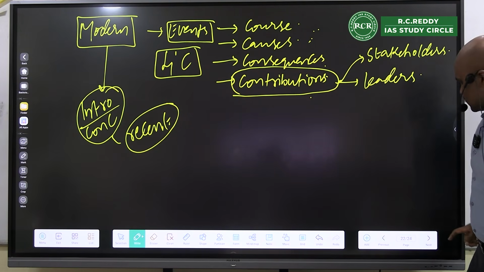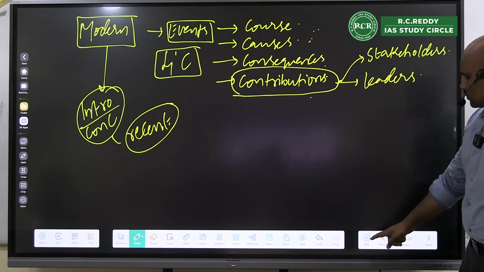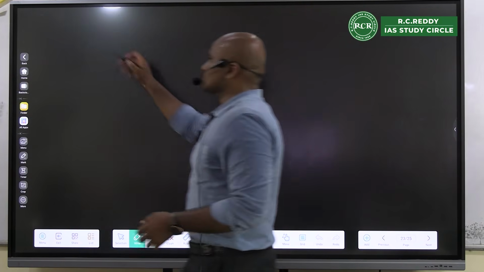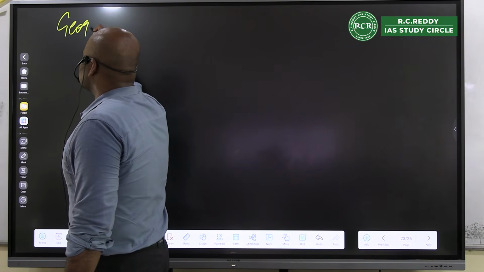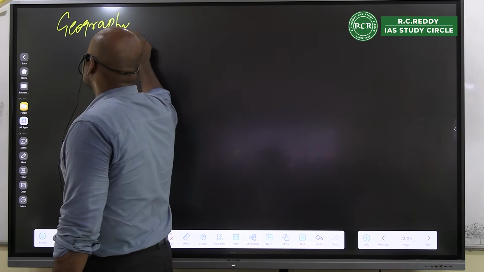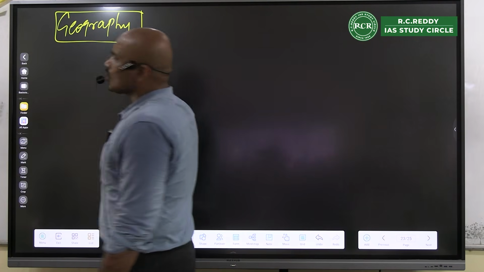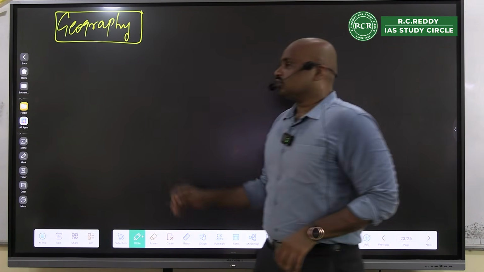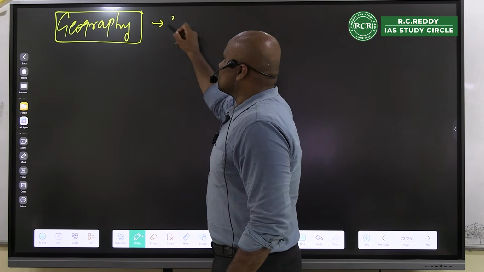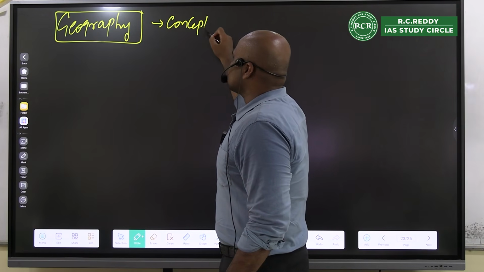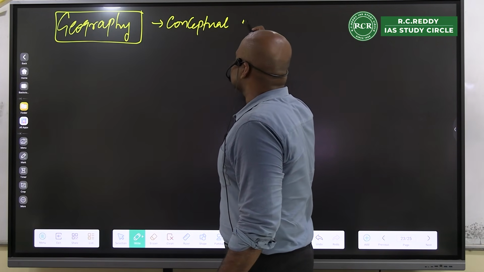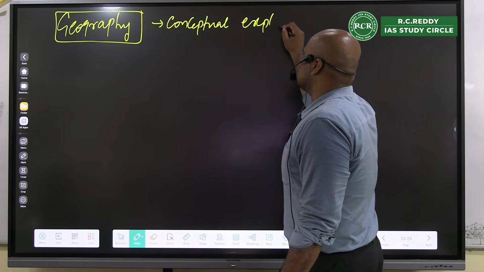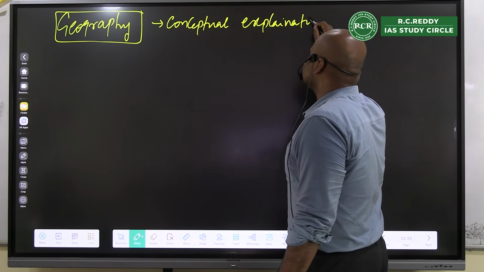Next. Now, when we are writing on geography, if you are writing a question on geography, one thing is very important. Try to bring in the conceptual explanation whenever you are writing geography.